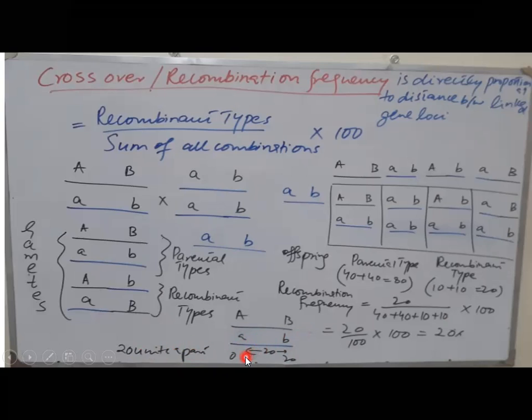For example, if that value is 10, it means that the genes are very close to each other. 20, it means they are not close to each other. 30, they are not close to each other. So we can judge how close these genes or their loci are, whether they are present on the same chromosome or on the same chromatid, right? So this is how we can judge the crossover or recombination frequency.